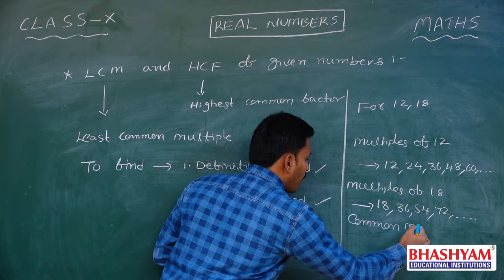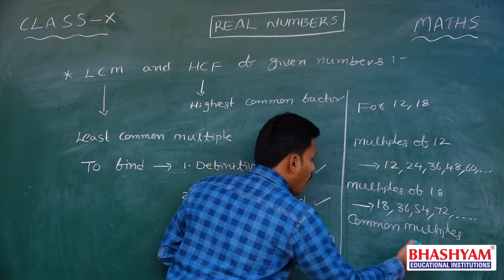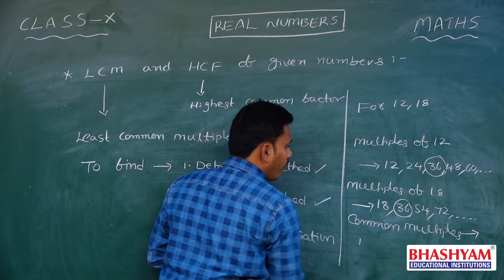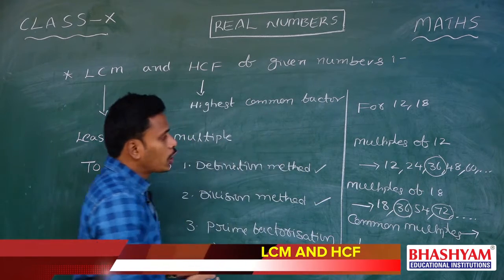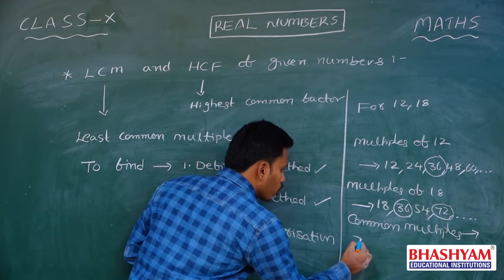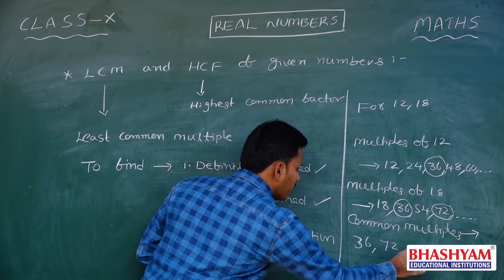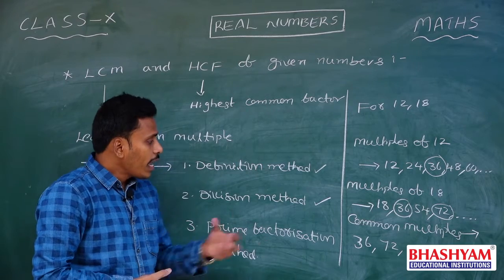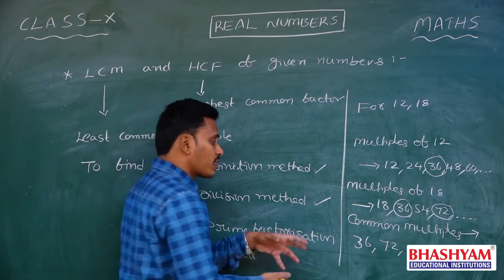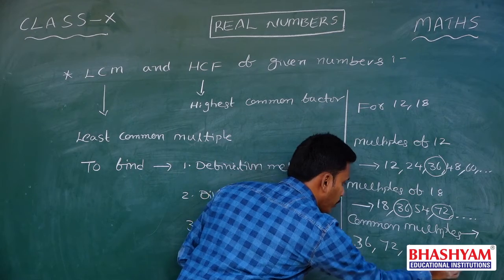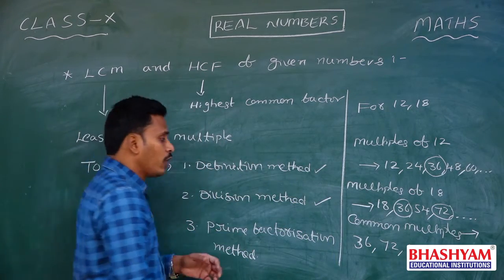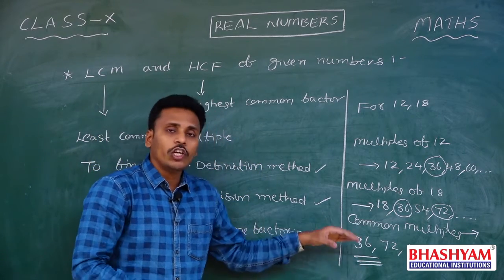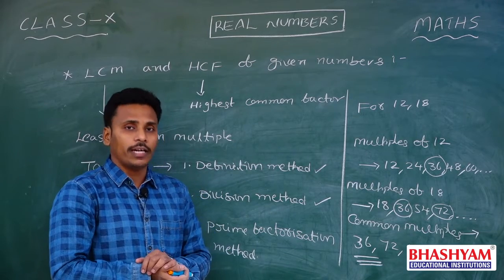If you list out the common multiples, what are they? 36 is the first common multiple, and then 18 times 4 is 72, 12 times 6 is 72, so 72 is a common multiple. So the common multiples are 36, 72 and so on. All these are the common multiples, right? Among these common multiples, 36, 72, and the next is 108, another common multiple. Among the list of common multiples, 36 is the least number, and that's why we call 36 the least common multiple, right?